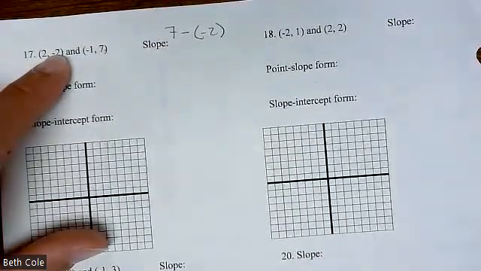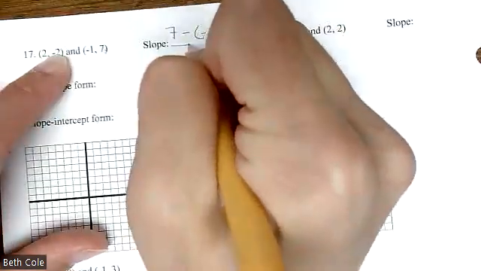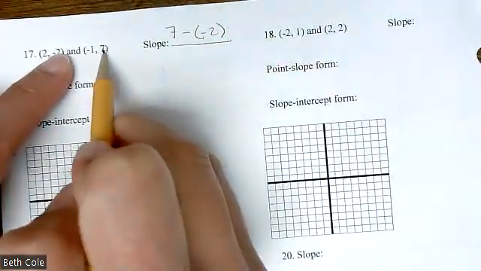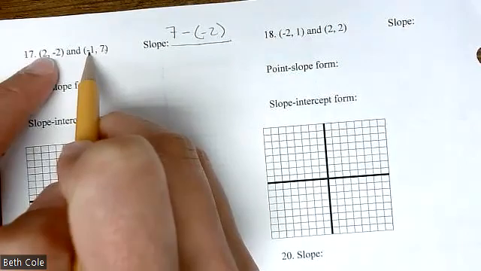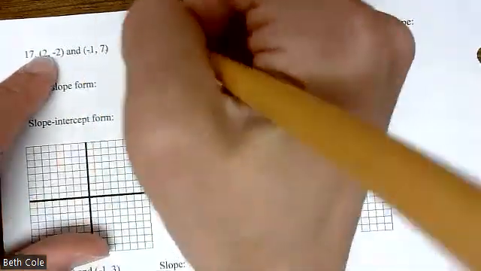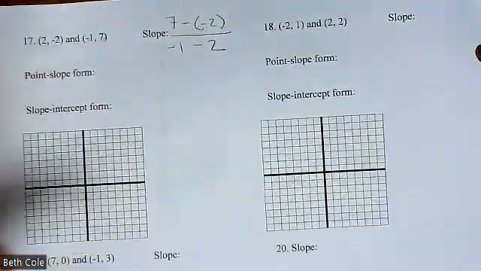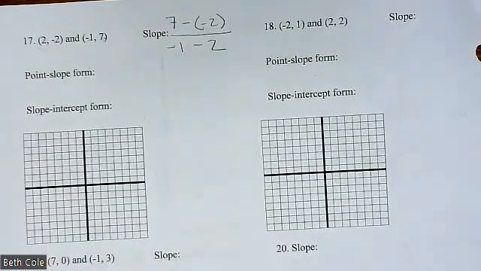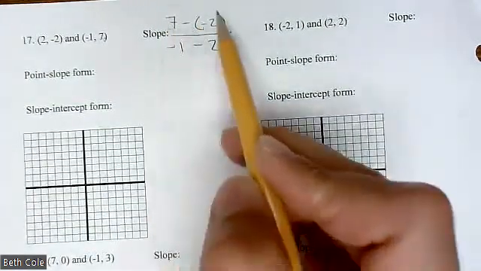Hey, Ms. Cole, what if I want to subtract them the other way? You do you. Just make sure you're consistent with the denominator. So we subtracted our y values. And then these are the x numbers. You're going to subtract those. So -1 minus 2. I get that that's a lot of negatives. Let's talk our way through it. Minus a negative is going to cancel out. So what do we actually have up here?